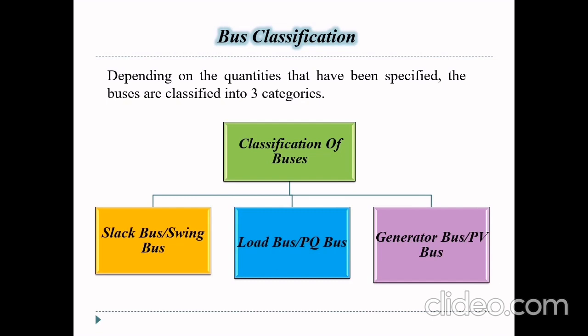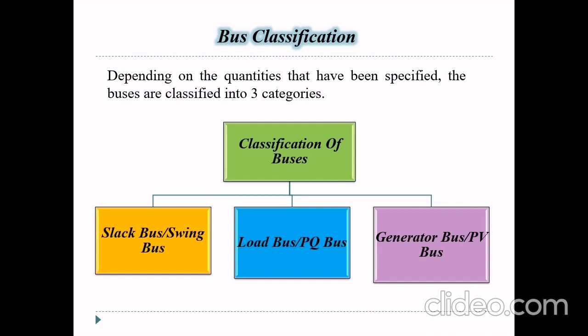Depending on the values that are specified at any bus, the buses are classified. As we are telling, out of 4 quantities, 2 are given and 2 are to be solved. So depending on the values that are specified or given, buses are classified into 3. So classification of buses: first is slack bus, which is also called swing bus.